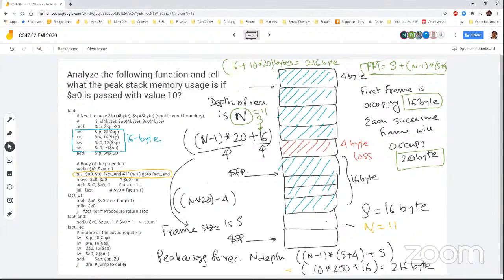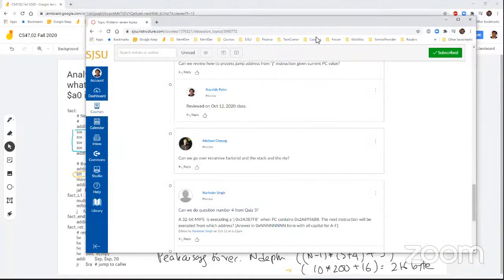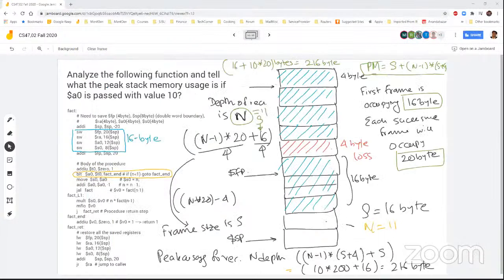Professor, are we ever going to be asked to calculate frame size, frames within frames? You know, if we have other function calls within a function. Maybe.